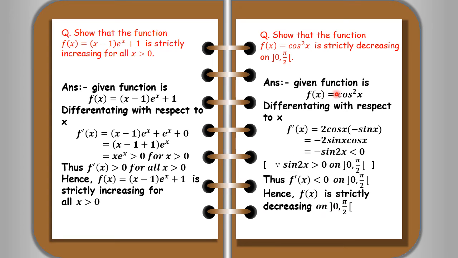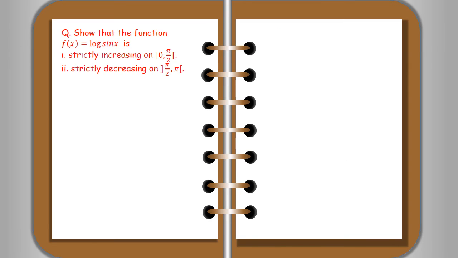So I think these types of problems are very easy, where you have to just show the function is strictly increasing or decreasing, or just increasing or decreasing on a certain interval. Here is your next problem. The function is given, log of sin x. Now you have to show that on the open interval 0 to pi by 2 the function is strictly increasing, and on pi by 2 to pi it is strictly decreasing. In a similar manner, first of all we need to find f dash x.